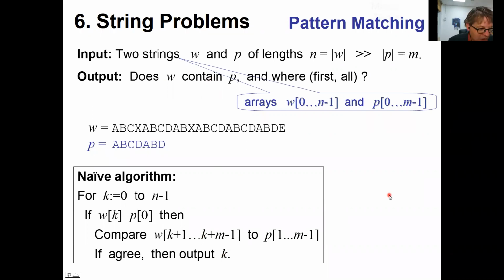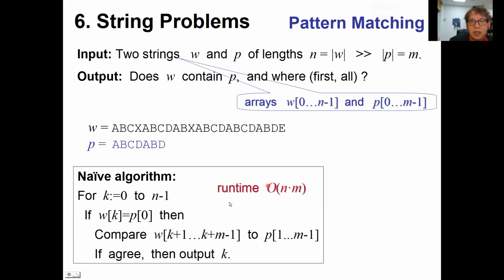Okay, that's a naive algorithm, and its correctness is kind of obvious, right? If the pattern occurs somewhere, then the algorithm will find that occurrence, the first occurrence. But let's now move on to analyze the algorithm, which is here claimed to be asymptotically n times m.